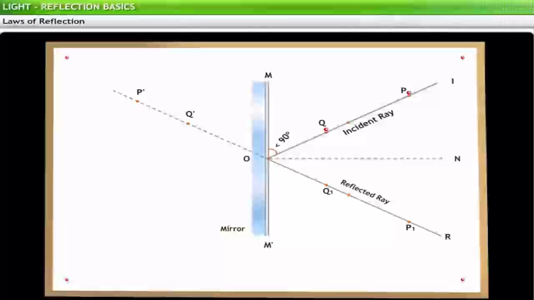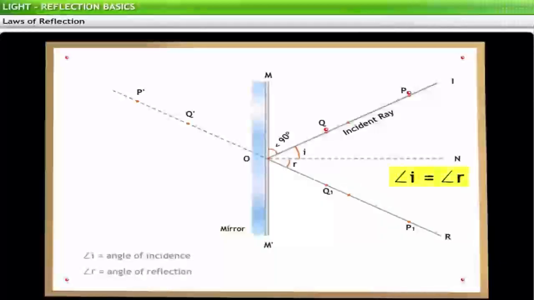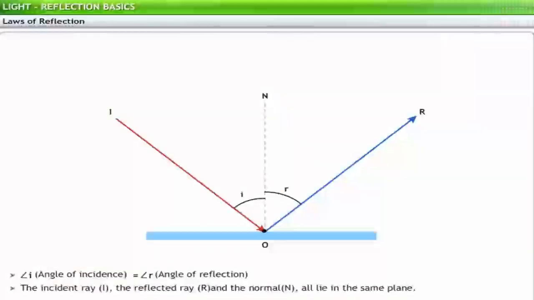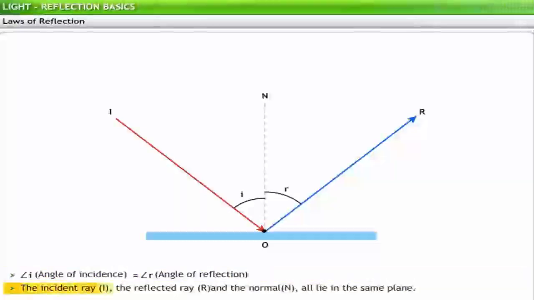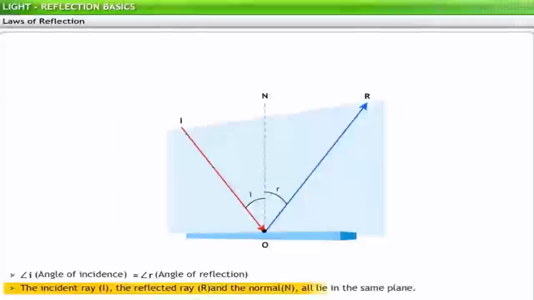Now, if you measure the angle of incidence ION and the angle of reflection NOR, you will find that angle I is equal to angle R, and P, Q, P1, Q1, N, and O lie in the same plane. In other words, the experiment shows that the angle of incidence I equals the angle of reflection R. The incident ray, the reflected ray, and the normal all lie in the same plane.